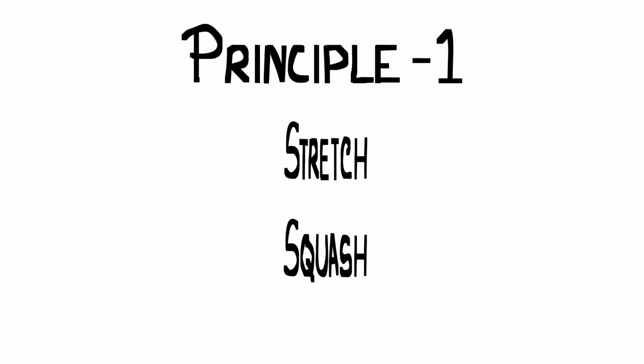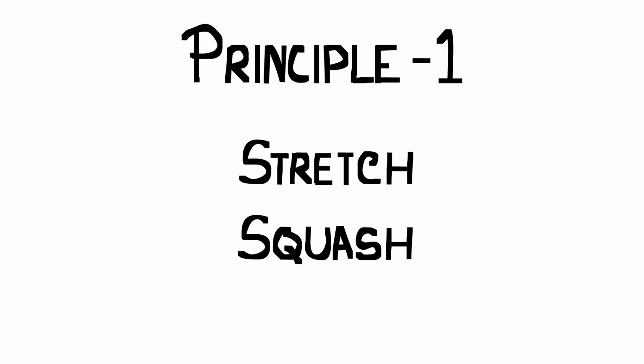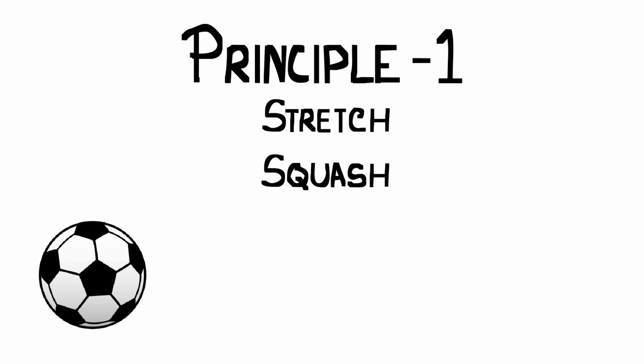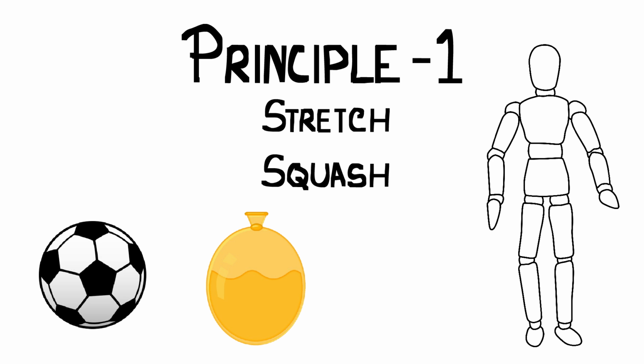Principle number 1. Stretch and squash. This principle represents the properties of any object, like whether the object is soft or hard, rigid or flexible. You can apply this to simple objects like a ball or water balloon, to complex objects like human body parts. I will explain how you can apply this principle to make the animation better and also give a sense about the properties of an object.